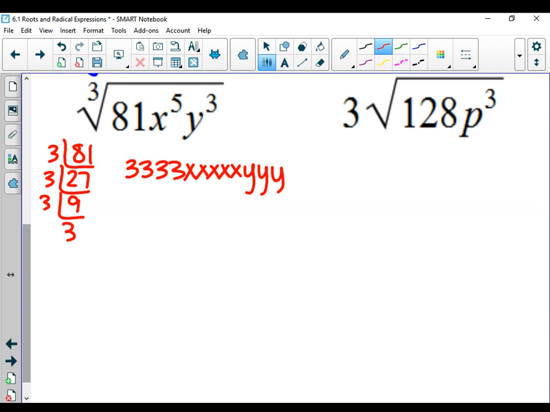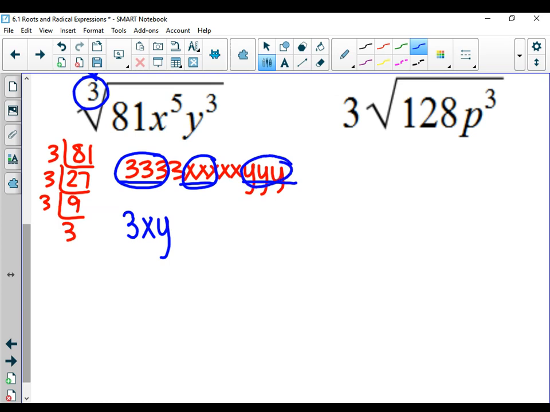Now, I look at my index, and I say I'm looking for 3 of a kind, okay? Here's 1, 2, 3, okay? So I have a 3 that comes out, an X that comes out, and a Y that comes out. Then visually, and if I circled these, it'd probably be a little bit easier to see. Now it's easy to see what is left over, okay? What stays inside? A 3 and 2 X's, okay?